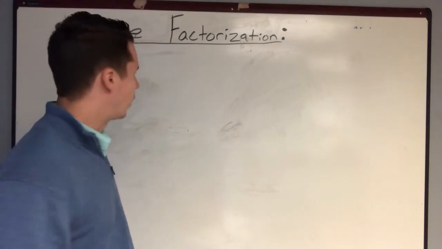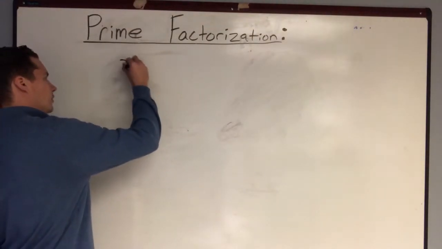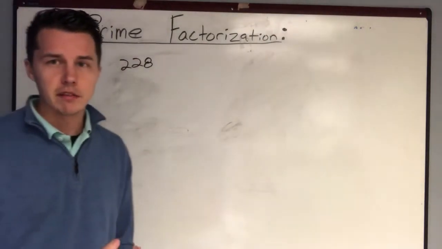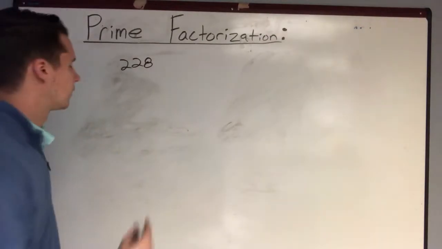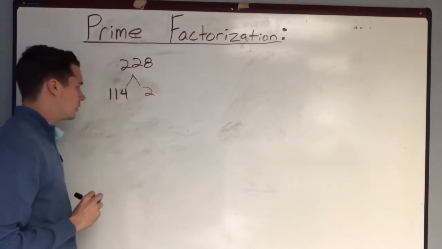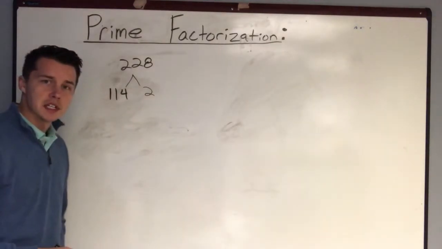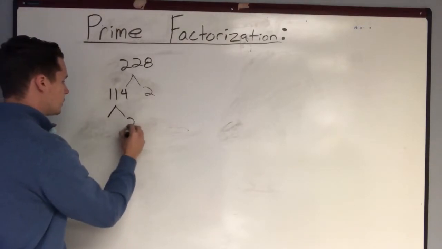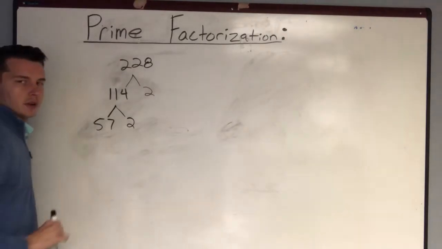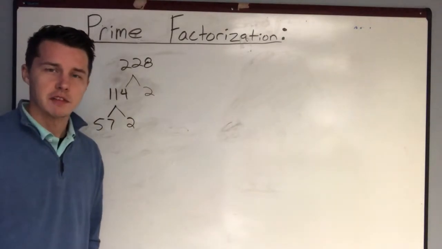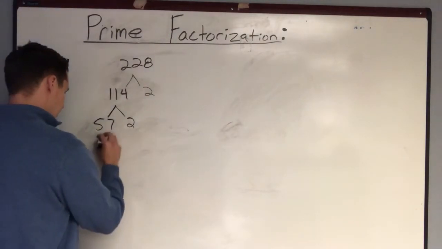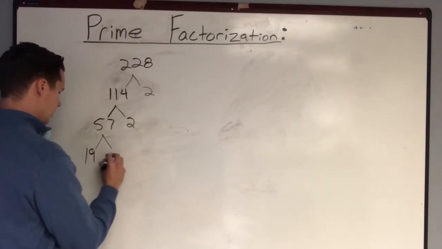Let's consider the number 228. All right, so we've got it a little bit bigger than before. 228, well, it's an even number, so what can we divide it by? That's right, 2. So we'll get 114 times 2. All right, same thing, 114 is even. So it's 2, and that'll be 2 times 57. Well, now we've got a 57. 57 is not even, so we can't just divide it by 2. So we'll try 3 next up. And here we'll get 19 times 3.